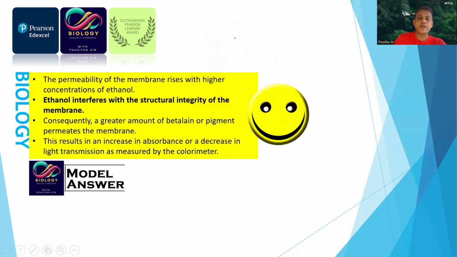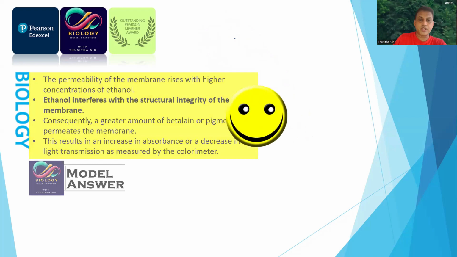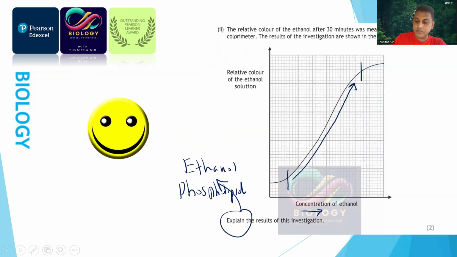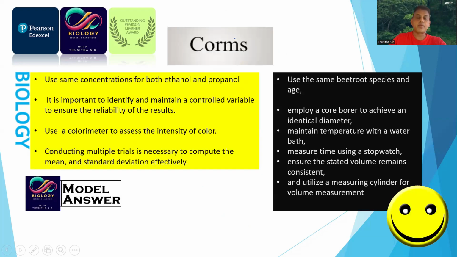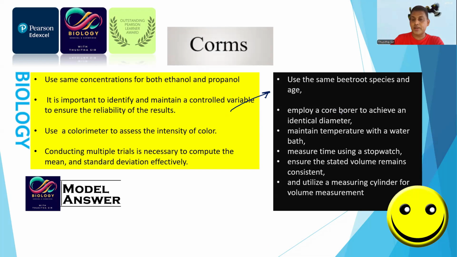The permeability of the membrane rises with higher concentration of ethanol. Yeah, they use the same concentration for both ethanol and propanol. It is important to identify the maintained control variables to ensure the reliability of the result. For example, these are some of the control variables: same beetroot species and age, when we cut with the cork borer, identical diameter, temperature, time, volume, measuring cylinders we can use. All these things we have to standardize.